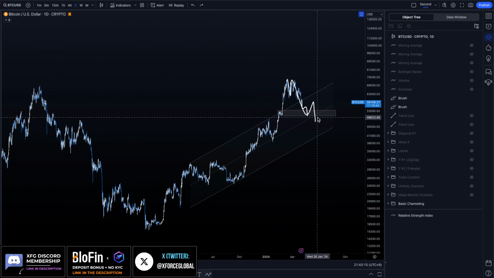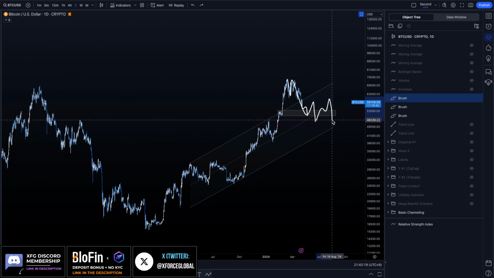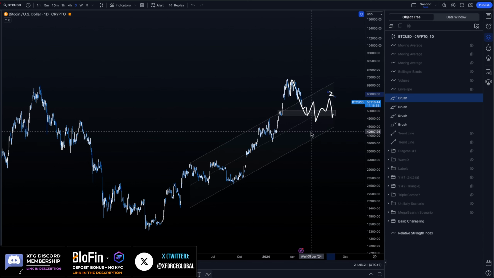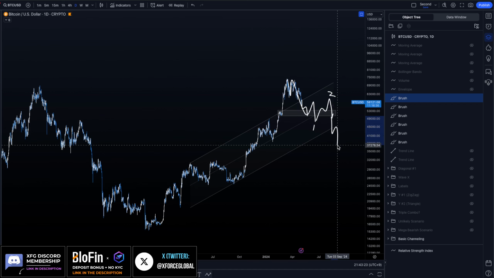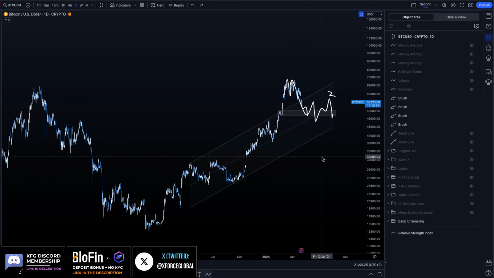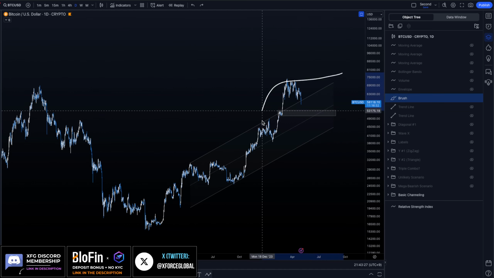eventually breaching that median line of this original parallel channel. And that'll be that first wave 1 coming possibly back up into the median channel, 2, and then eventually breaking this whole channel altogether as a wave 3. So that's how we could be looking at that.